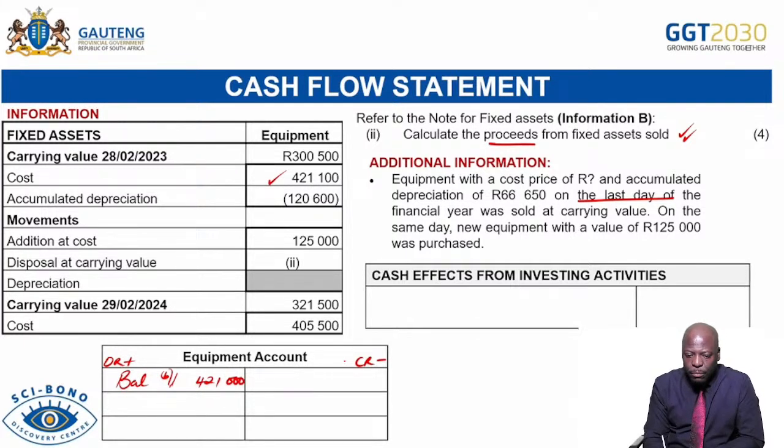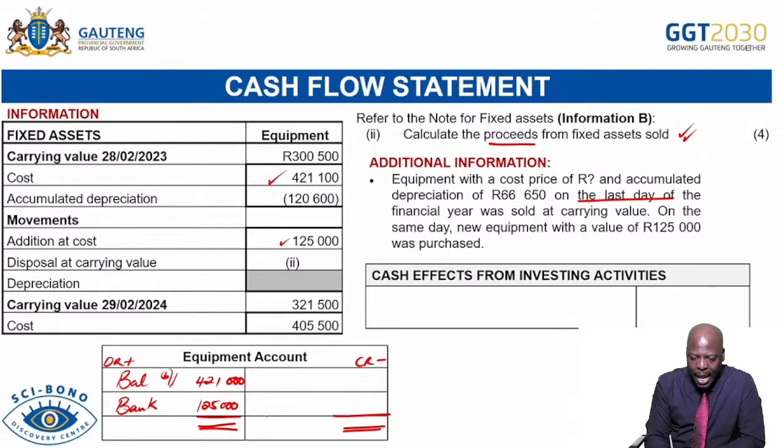And then I am told that I have added new equipment. On the same day, new equipment was purchased. So let's say it was purchased for cash. So here I have my bank. That is the new equipment, and that is 125,000. So I'm coming here, new equipment, 125,000. Okay? And then at the end of the day, I know that I'm going to add all these figures.